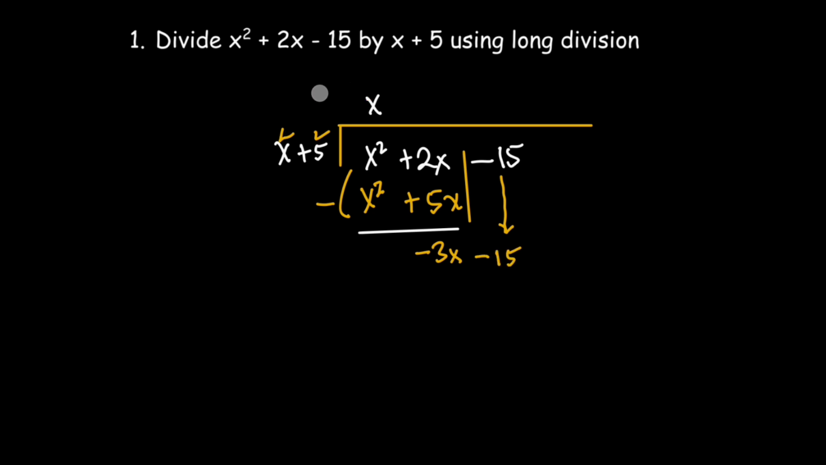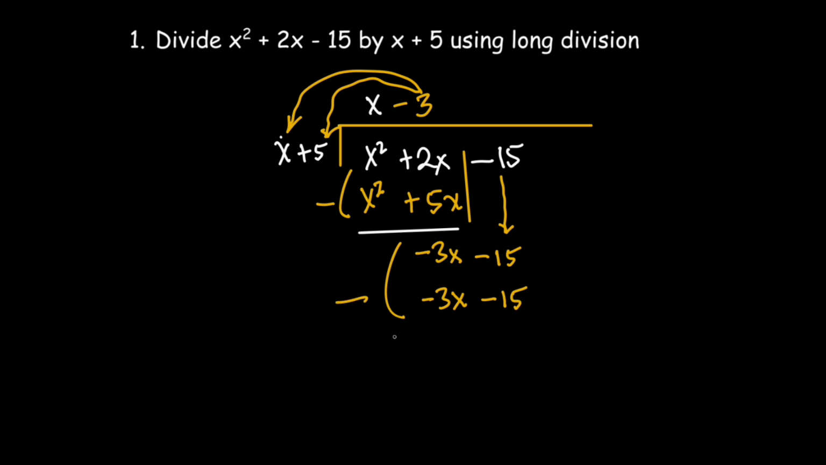Then we also go ahead and divide. So what is negative 3x divided by x? Well, it turns out that the x will cancel, and we'll be left with just negative 3. Then we go ahead and distribute the negative 3 once again. So what is negative 3 times x? This is going to be negative 3x. Then negative 3 times positive 5 is giving us negative 15.